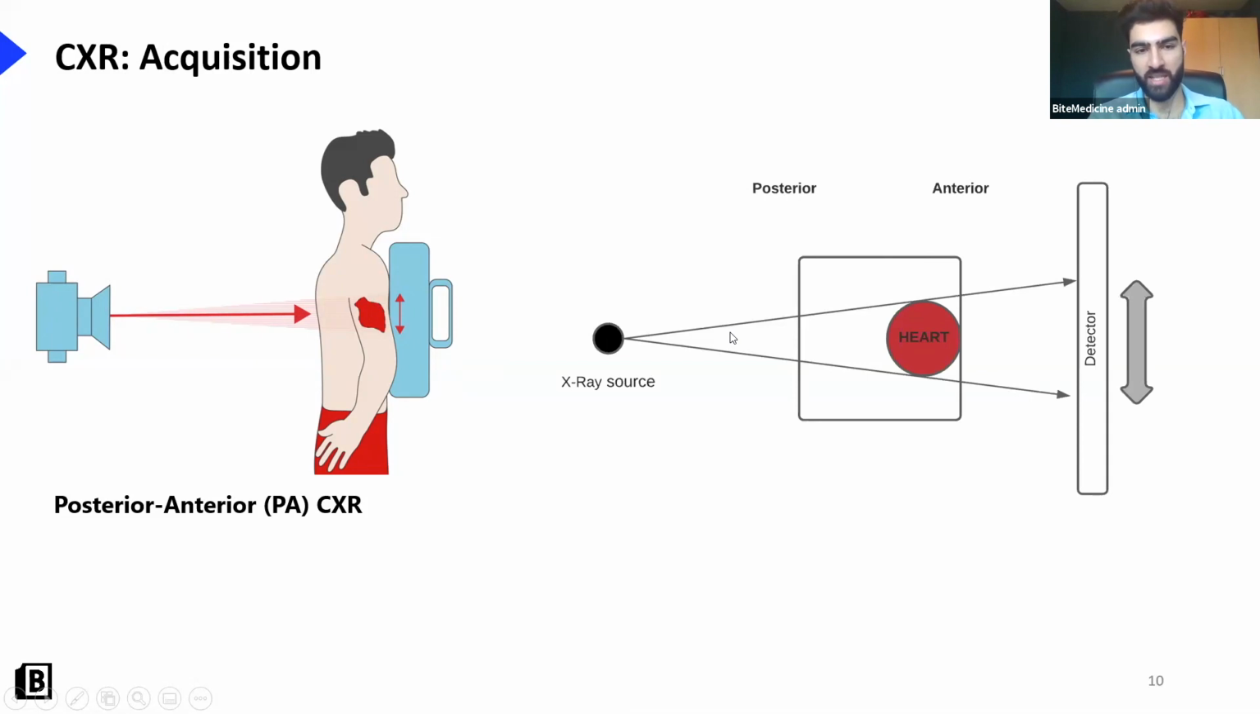And this is just a schematic of that. So remember, the heart lies in the anterior part of the body. So if you have an X-ray source here and a detector there, and a patient is in the PA position, you'll get a fairly accurate representation of the heart size.